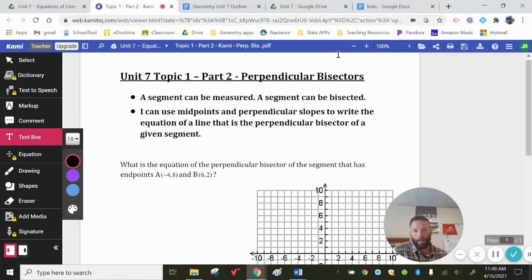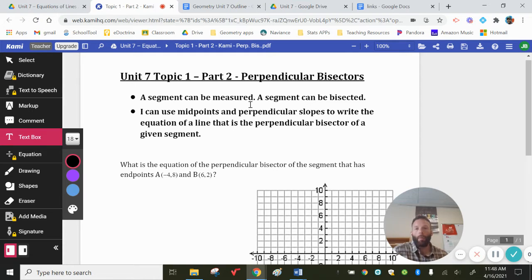Now, we've defined this term in the past, and we've used this term in our proofs in different parts of our geometry curriculum. But now we're going to look at, on the coordinate plane, how do you write the equation of a line that is the perpendicular bisector of a segment? So a couple things. A segment can be measured. A segment is just a portion of a line. So a segment can be measured, so a segment can be bisected. That means cut into half, cut into two equal sections.